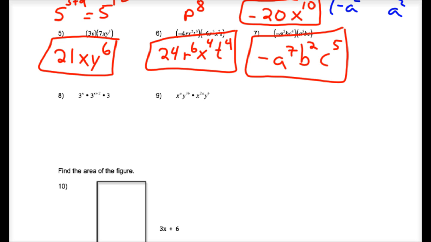I'll give you a hint. The answer is going to be 3 to some power. 3 to the x to the second power. I thought it was 27. No, not 27.